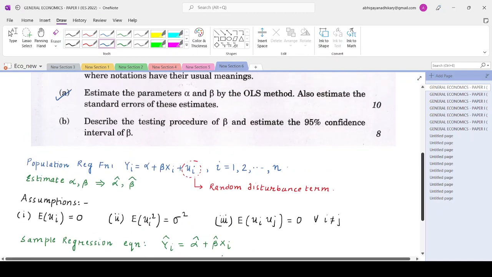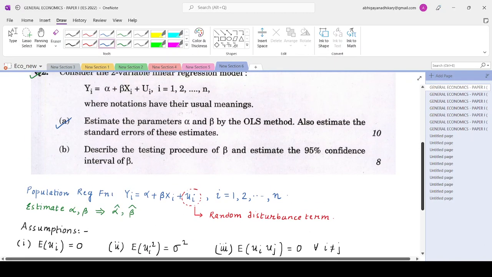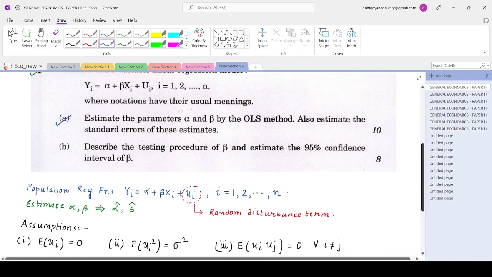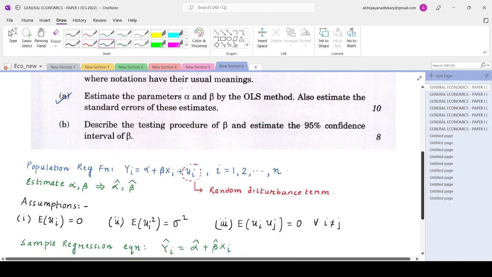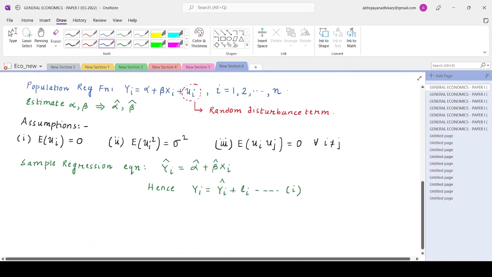So now what we have to do, if we just go back to the question part A, we need to estimate the parameters alpha and beta by the OLS method and estimate the standard errors of these estimates. So what do we do in the OLS method? So we are now in part A. We are starting with that formally. So what is error? It is basically yi minus yi hat.